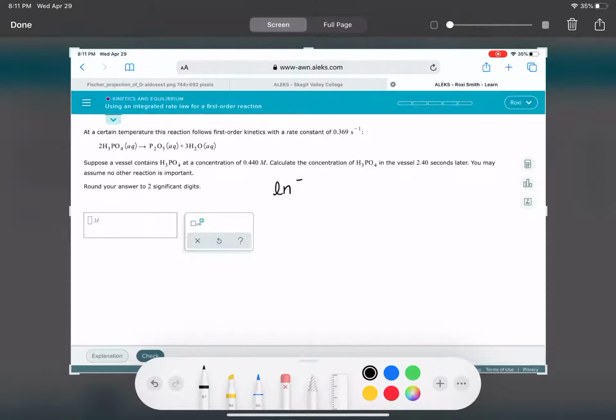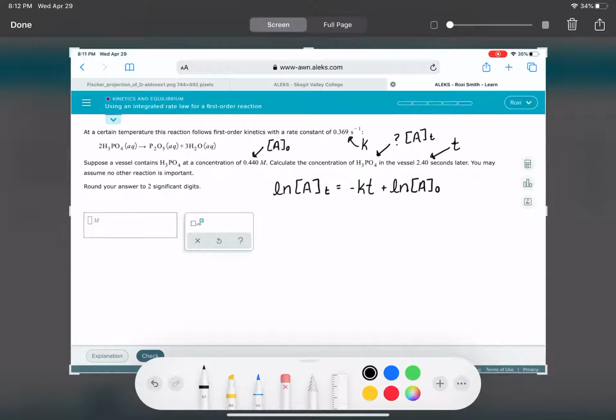It's the natural log of our reactant at whatever time we're talking about equals minus the rate constant K times time plus the natural log of our initial concentration of A. And let's see what kind of variables we have here. We've got a rate constant, so there's our K. It tells us that a vessel contains that stuff at a concentration of 0.44, so that's going to be our initial amount. Calculate the concentration, so this is what we're trying to figure out. We don't know what the A is at a particular time, 2.4 seconds later. So that's our T, 2.4 seconds.